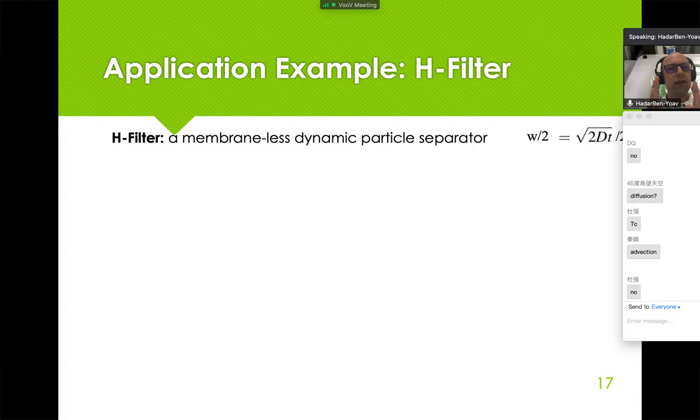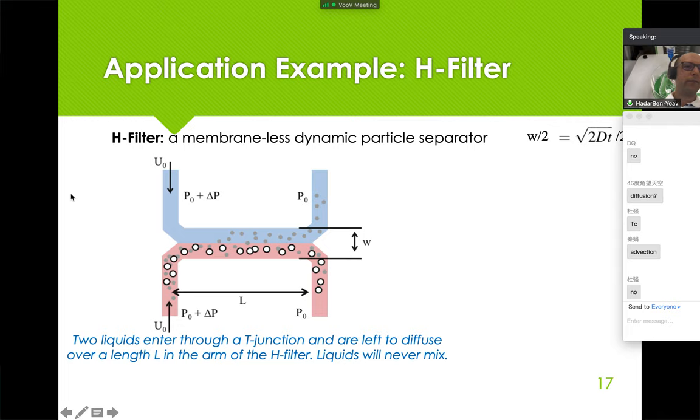Usually you have particles of different dimensions and you flow them through a filter. The filter has pores with different sizes, and it separates the smaller particles from the bigger particles. Here, with the H filter, you can separate the particles without a membrane, and we're going to see how we can do that. This is the H filter, and you can probably understand where the name came from: the structure looks like the letter H.